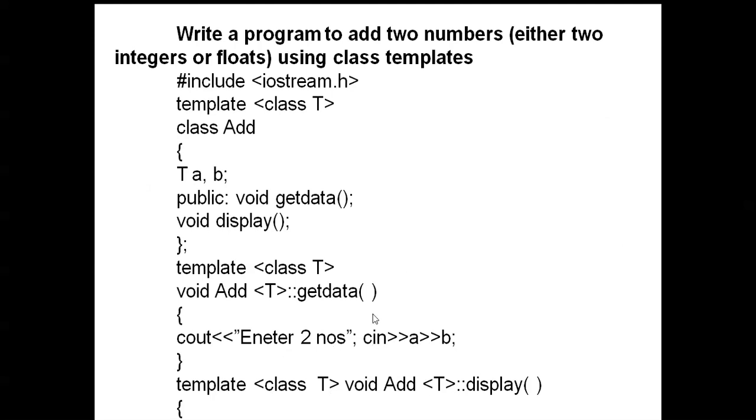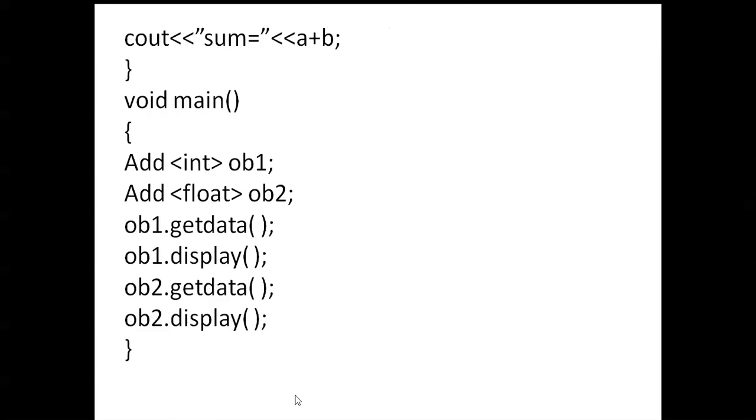Just enter the two number values. Those number values have which data type, you can see here. In the first case both values are integer values, and in the second case both values are floating values.